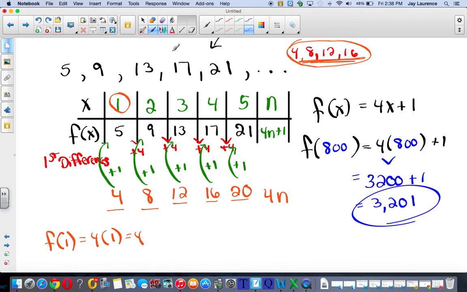All right, let's try another one here. And by the way, what type of function is this? This is a linear function. See the equation? The highest exponent here is 1, right? This is a linear function. Linear. Right, very important.